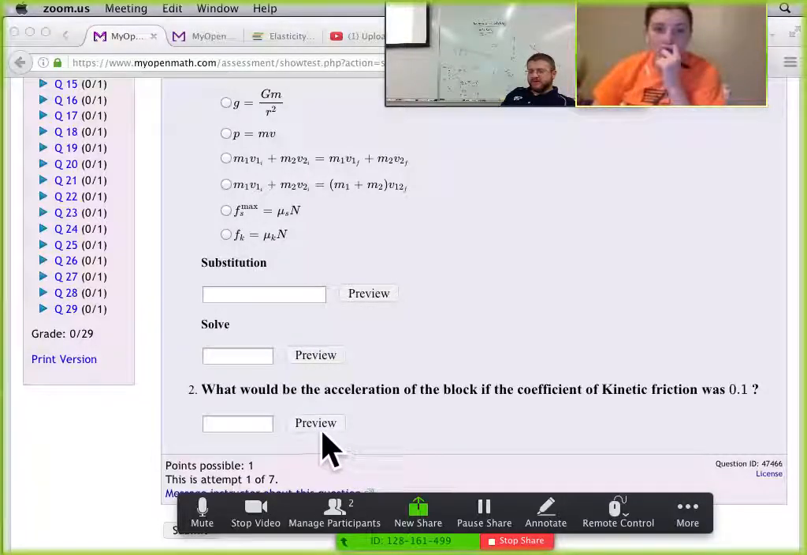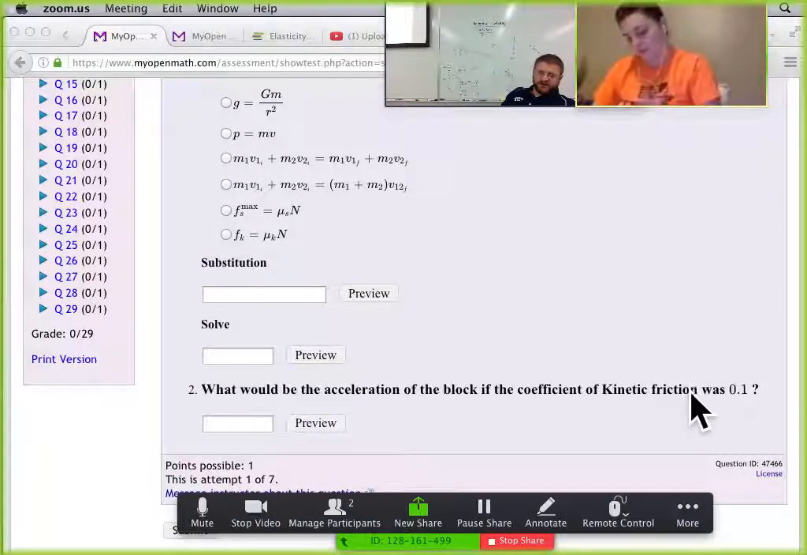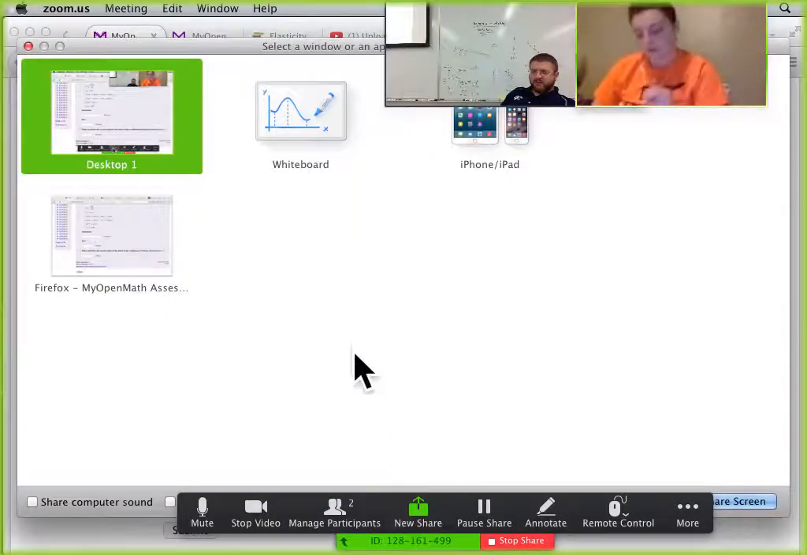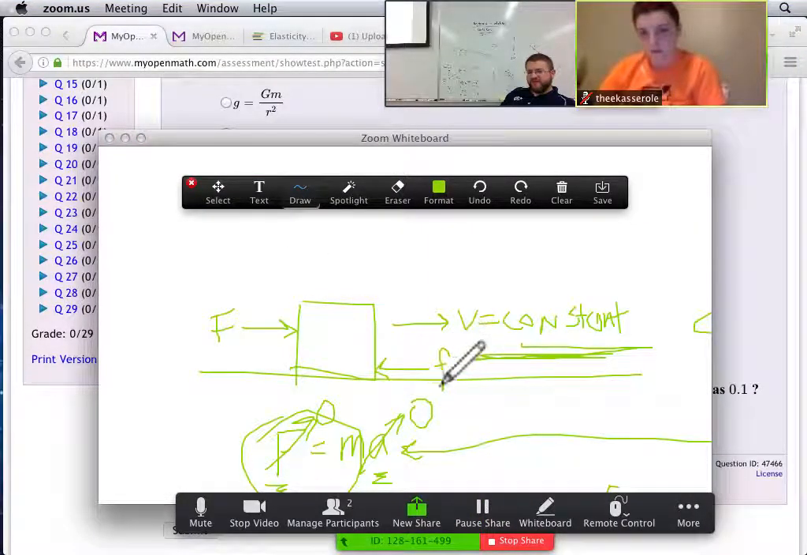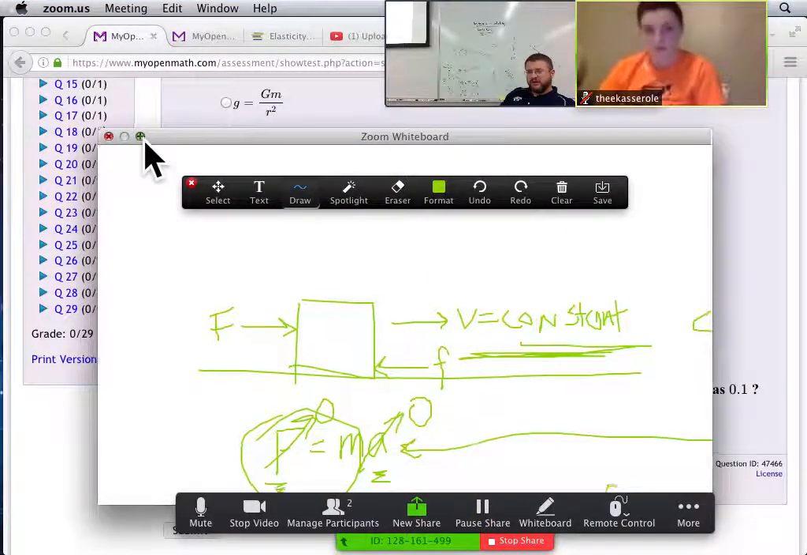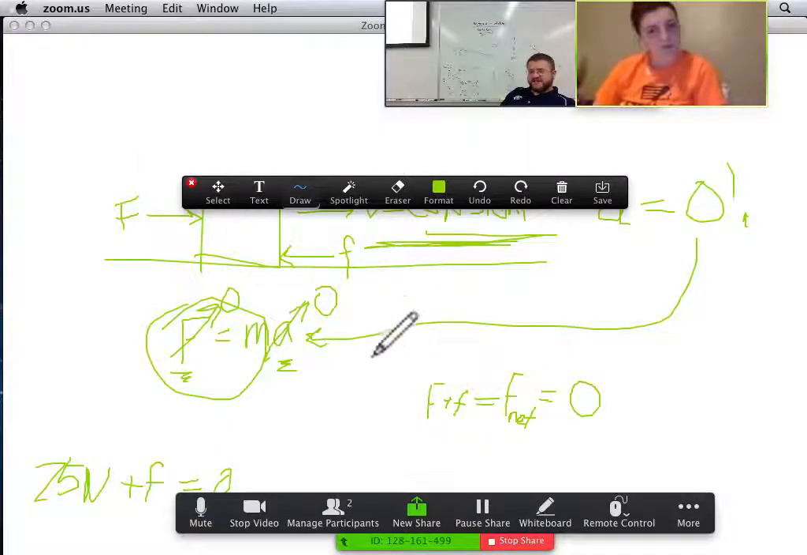So your job is to take whatever coefficient of friction they give you right here. In this case, they gave me 0.1. Now, I'm going to take that number, and I'm going to put it in my problem right here for the little f. So little f is equal to mu k times n, normal force. So I'm going to put that into this equation down here.